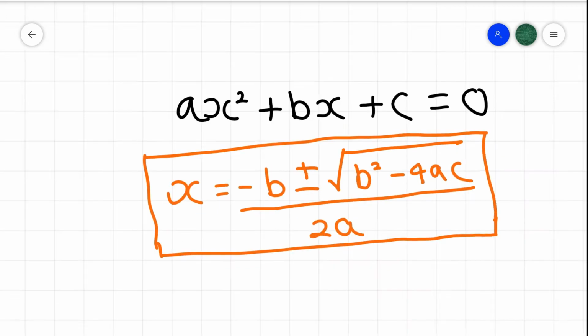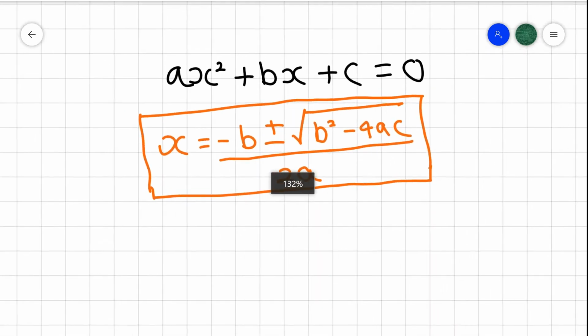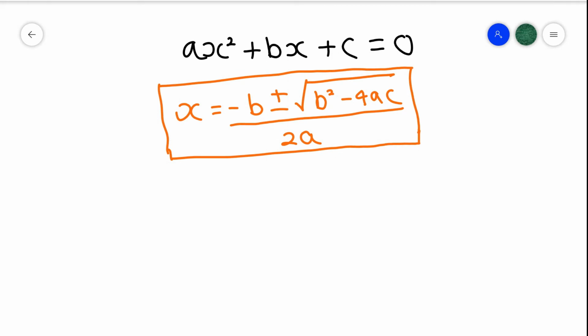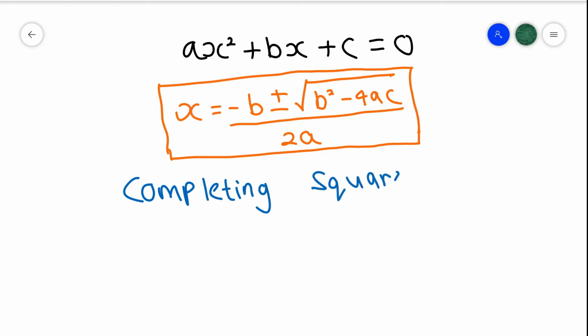Before we get started, we have to learn a technique called completing the square, because we are going to use that technique to derive this formula. Let's see what completing the square is. Completing the square is a technique used to write a quadratic equation so that it includes a perfect square term. Let's see how we can do that.